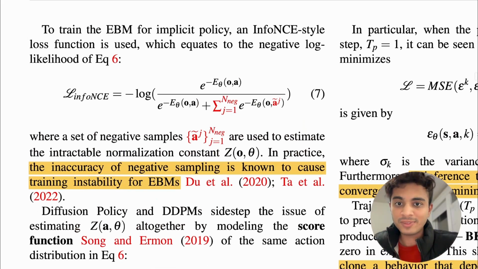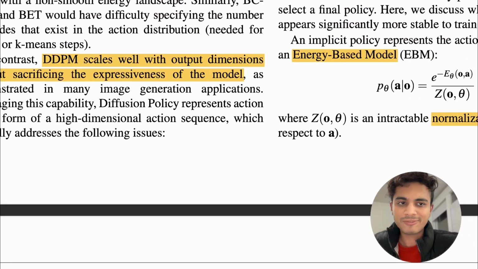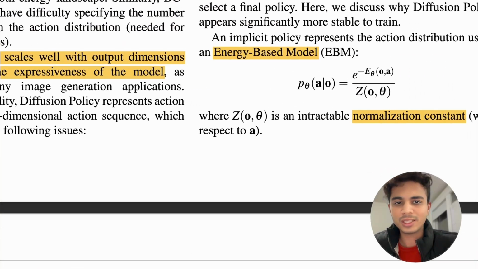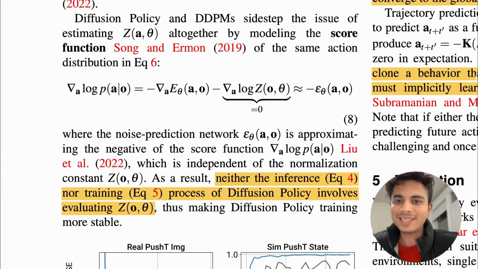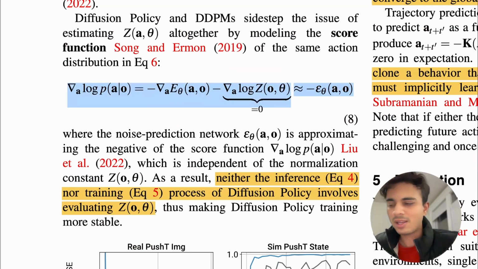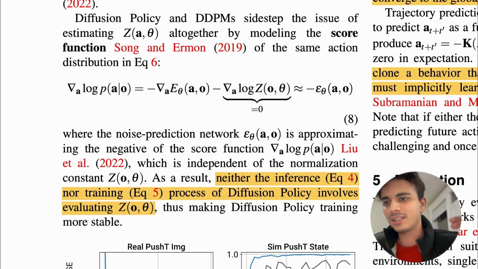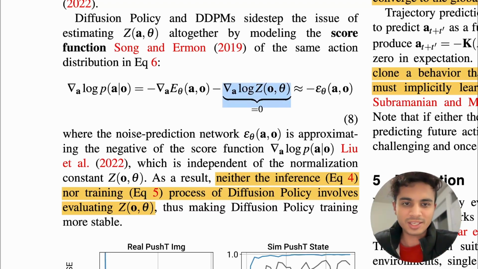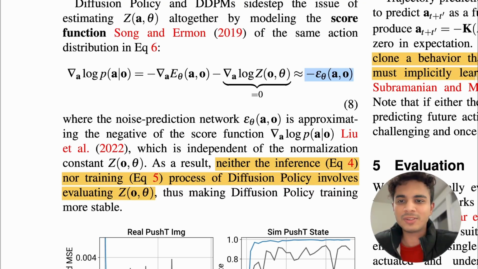Well, if this z is not estimated properly, of course it will cause issues. Now what we do is we take a negative log gradient of this probability, and after doing that we simplify the equation, and then compute the gradient of it. The gradient of the constant of course is 0, so this term vanishes, and what we are left with is simply approximately epsilon theta, which is basically our noise prediction network we saw earlier, right?